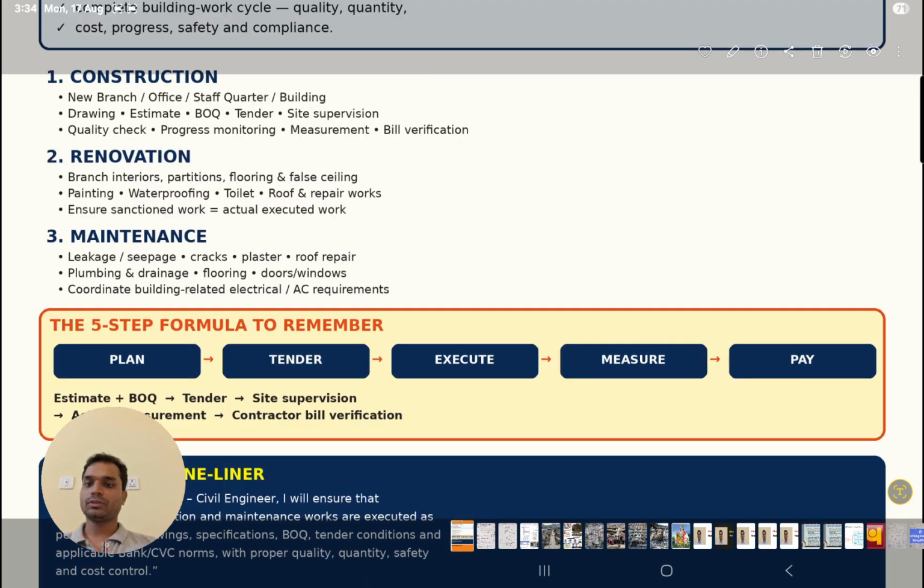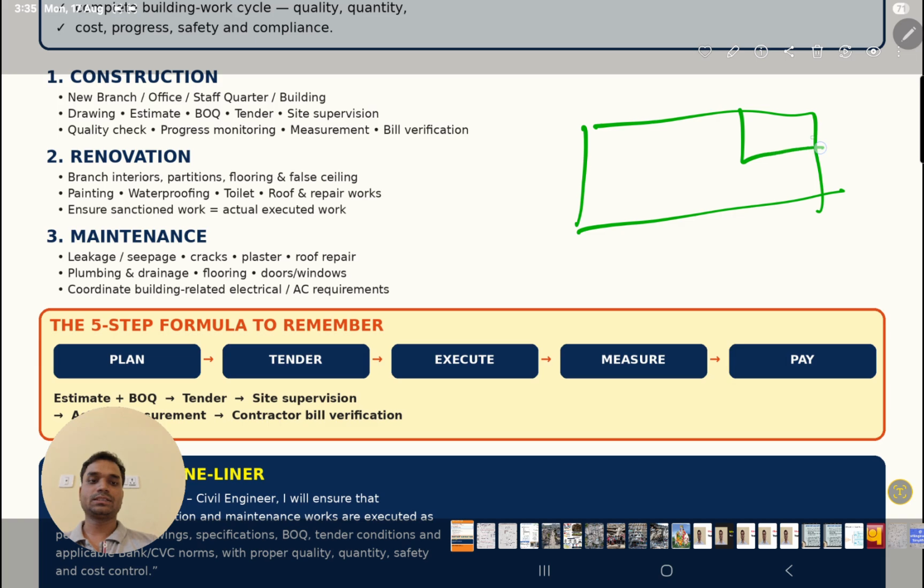Then comes the point of renovation, like waterproofing, toilets, or any additional work you are looking for. This kind of work also comes into the picture. It might be possible that this is the branch manager's office, and additionally they are looking for a partition. There will be a door. So this kind of scenario also comes into the picture.